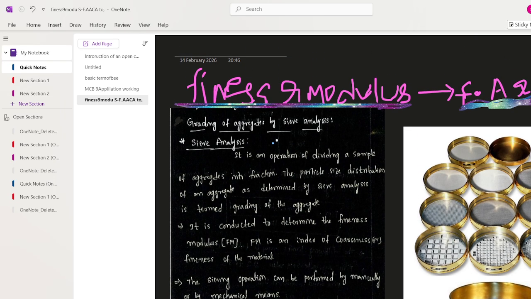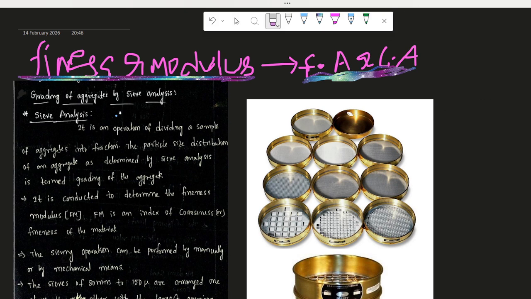Today in this video we are discussing the fineness modulus of coarse aggregate and fine aggregate by using sieve analysis. Watch one by one, without any delay. Let's start the video. First is the fineness modulus of coarse aggregate and fine aggregate by using sieve analysis.